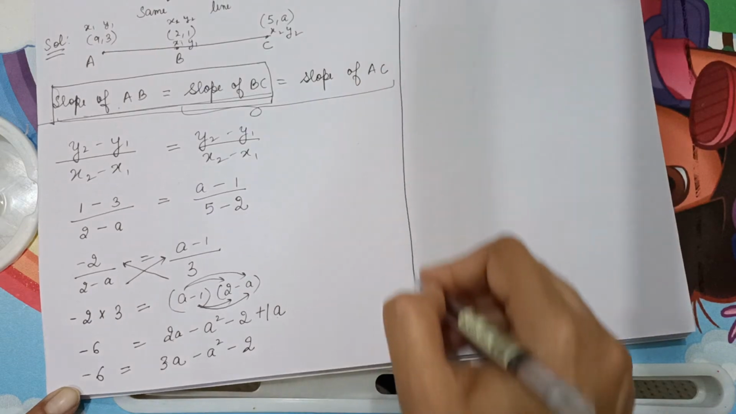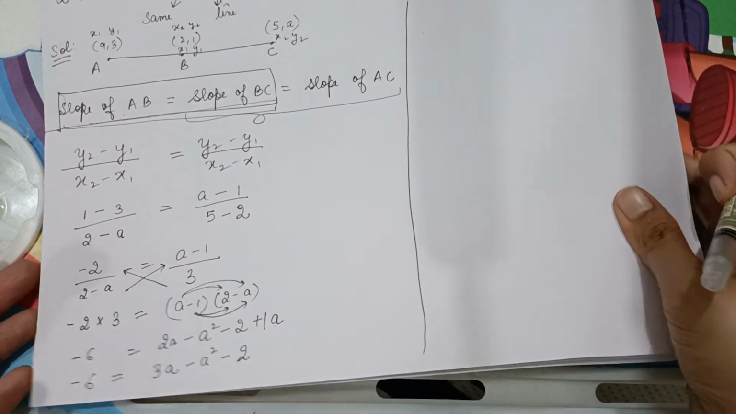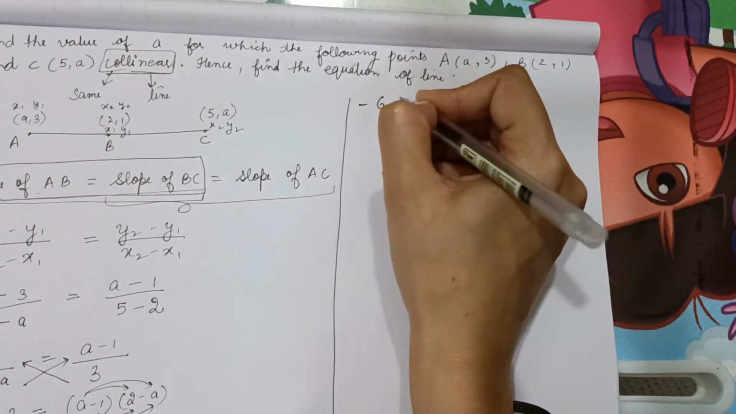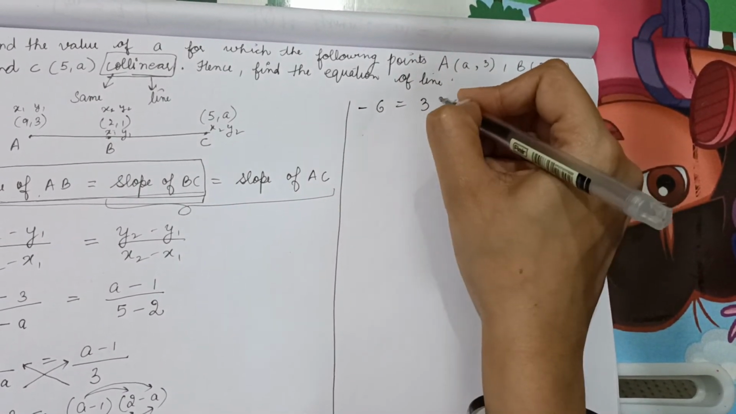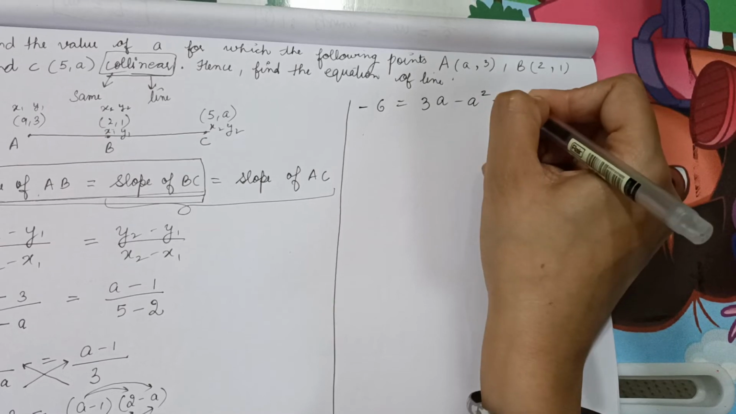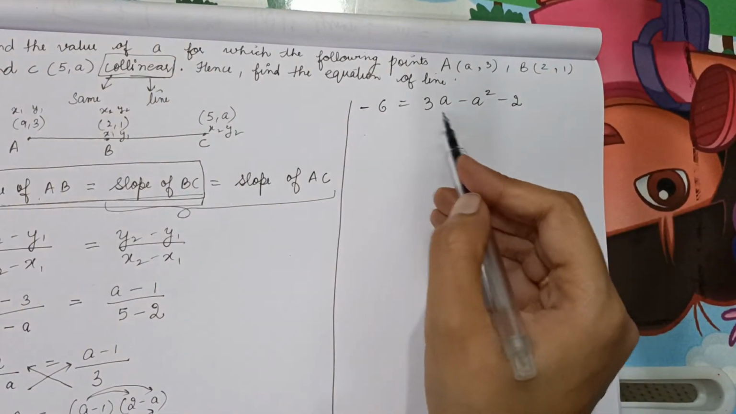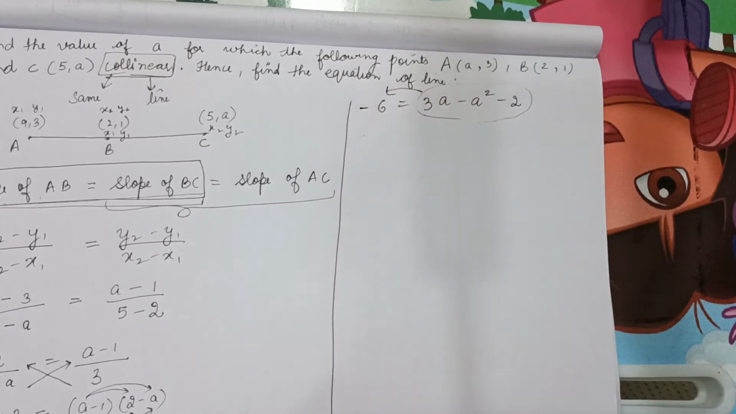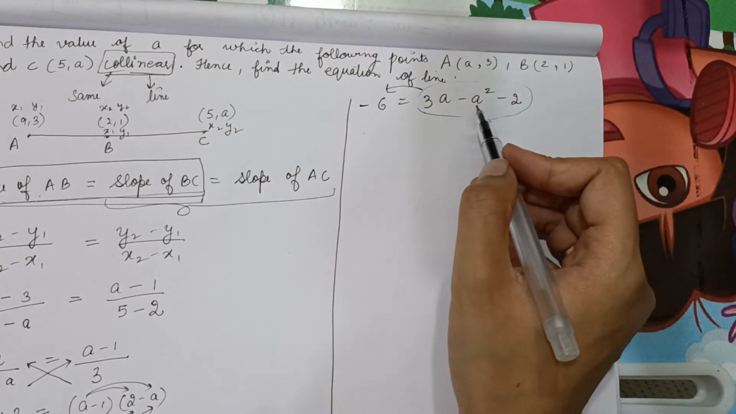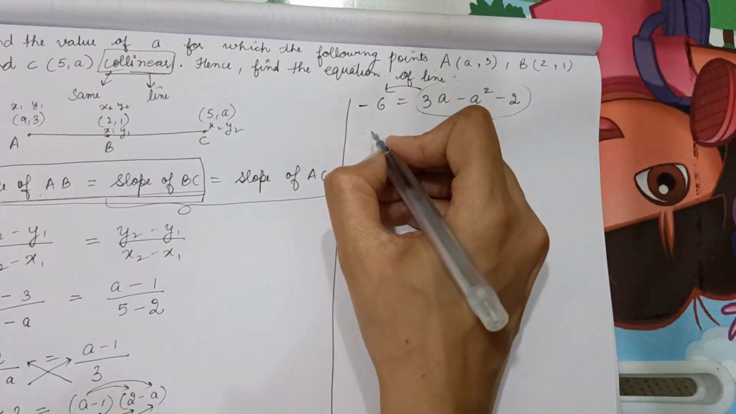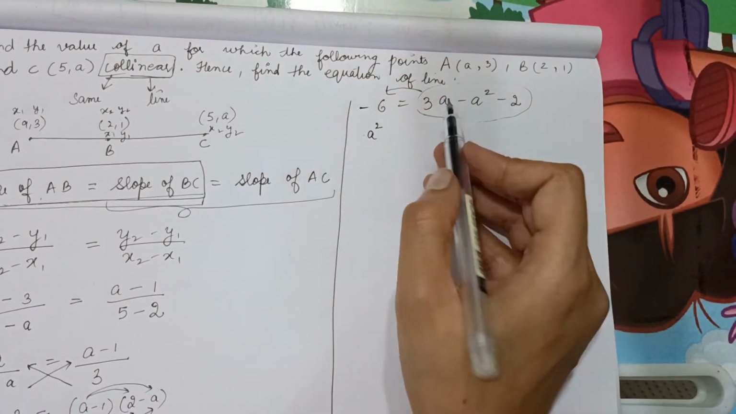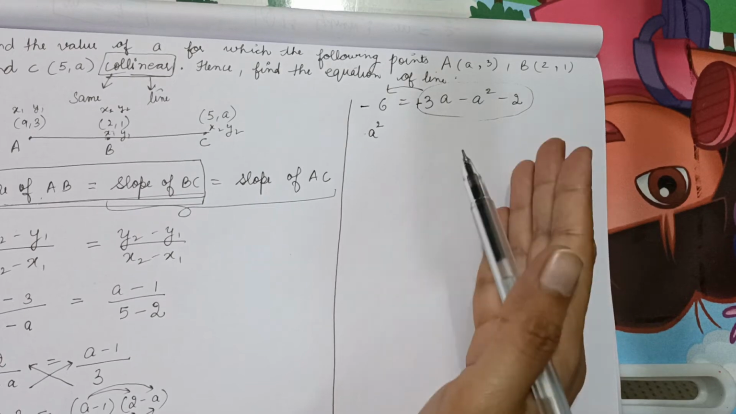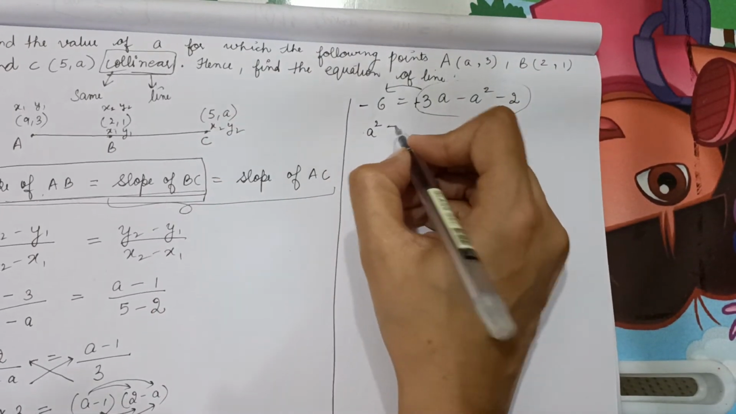Further let's simplify this. So minus 6 equals 3a minus a square minus 2. What we can do is shift every term from this side to this side. Minus a square, if I shift it, becomes plus a square. This is positive 3a; when plus 3a is shifted to the other side, it becomes minus 3a.